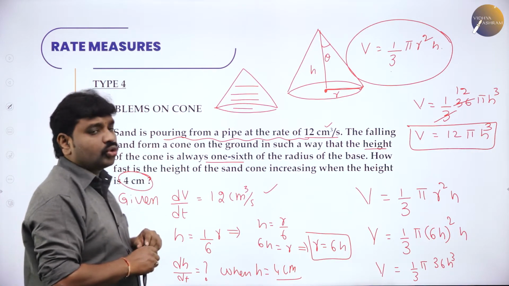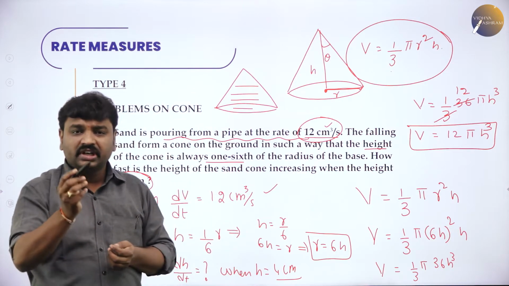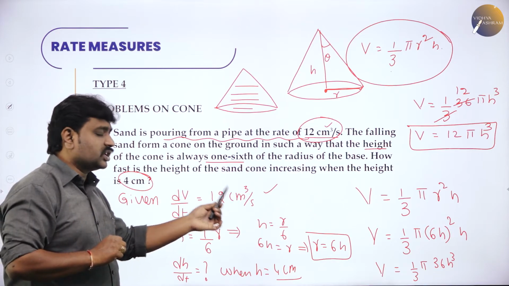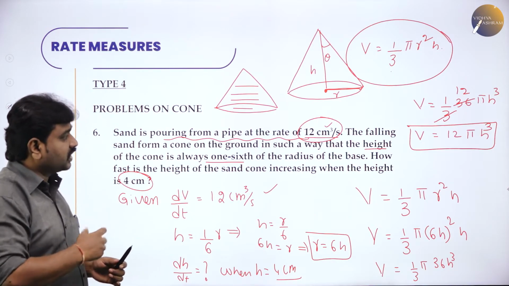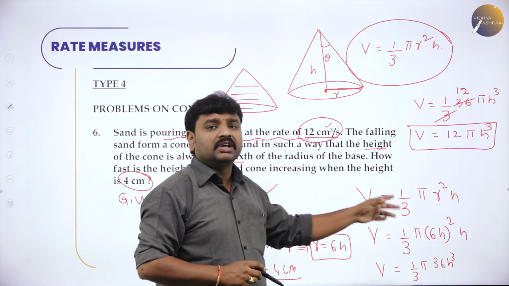So they are talking about a cone. If they give 12 centimeter cube per second, 12 centimeter cube per second means they give the rate of change of volume. That you should catch. So dV by dt they give 12 centimeter cube per second. And further they are talking about a cone. So you should know the formula for cone. What is the volume of cone? 1 by 3 pi r square h.